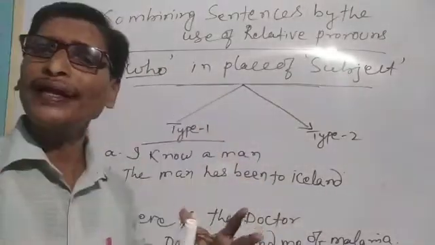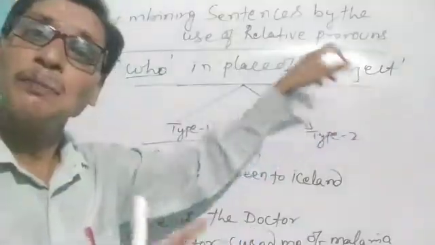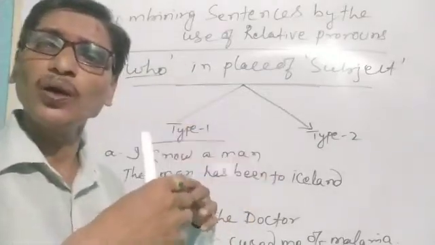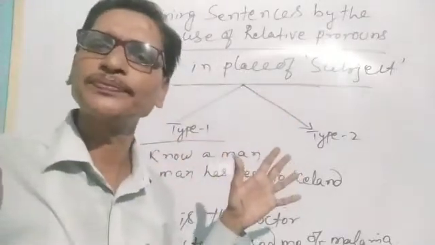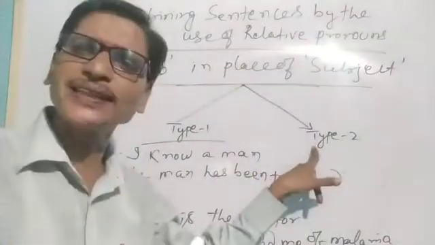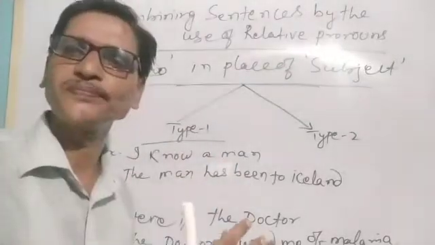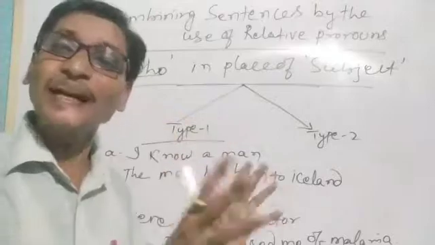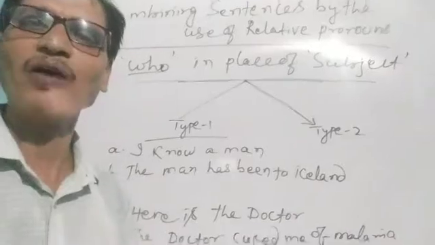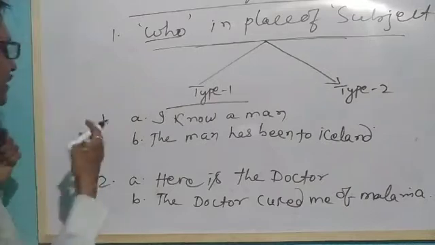When we are combining two sentences, we use who in place of a subject. Taking the subject into account, we have two ways to combine them. There you can find type 1 and type 2. Let's discuss first the type 1 combination using who, where we will replace the subject with who. Okay, so this is the discussion. Now you can see, here I have written the first type, number 1.